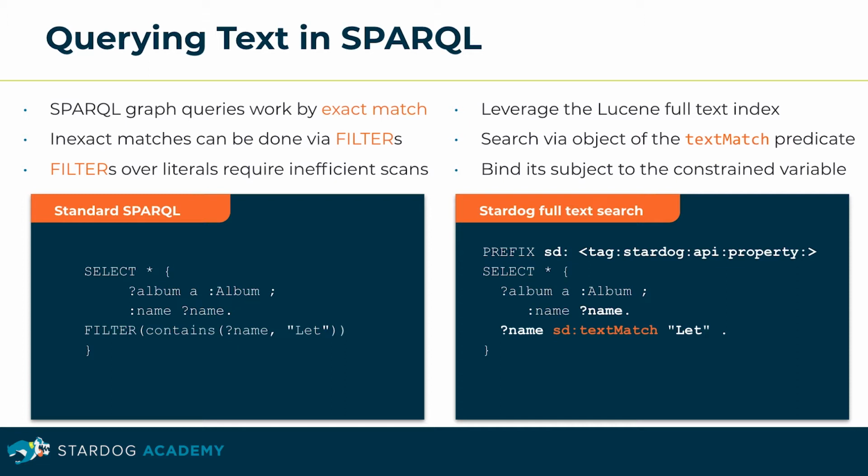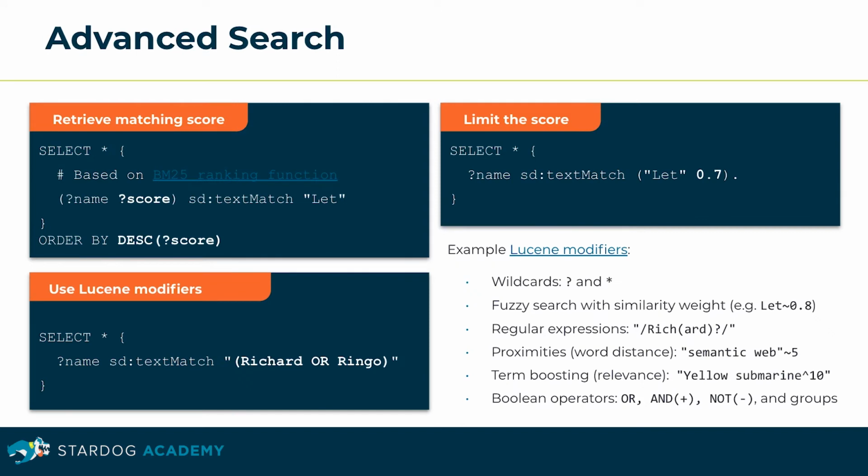In contrast, the Lucene full text index exploits the internal structure of string literals to directly retrieve values matching the query expression. This is supplied as a literal object. It is constant to Stardog's custom predicate textMatch that in turn binds query results to its subject variable. Optionally, you may retrieve or enforce the matching score of full text search results by supplying a parameter list to the textMatch predicate. The score expresses the relevance of the result computed by a ranking function.